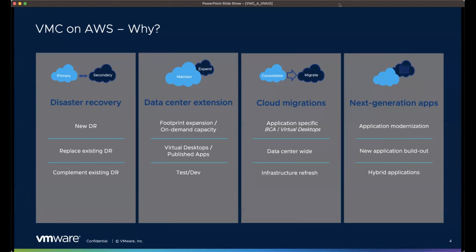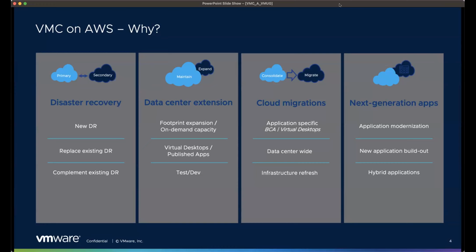Data center extension, if you are running out of resources or space in your data center, VMC on AWS is a quick and easy way to increase the amount of available VMware resources, right? Deploying an SDDC takes roughly 2 hours. After that, you got your SDDC up and running. You can connect that up to your on-premises infrastructure and start, for example, migrating with HCX or deploying new VMs over there. This is very, very easy and fast.